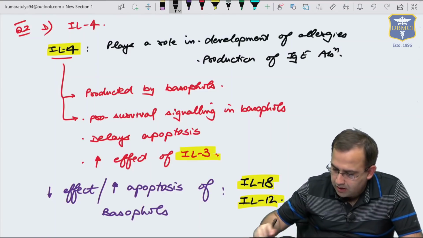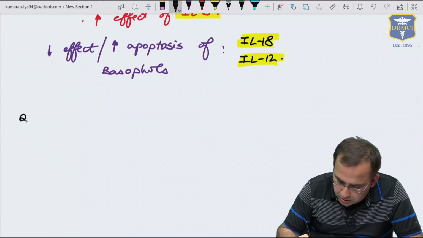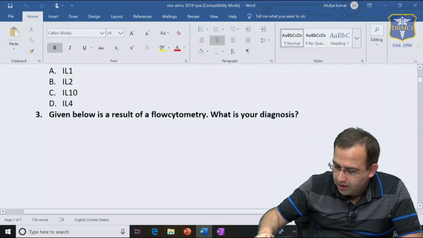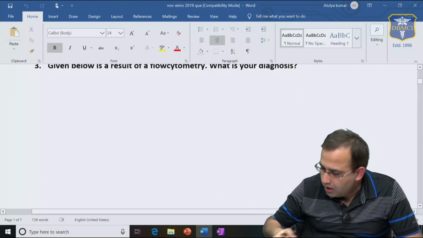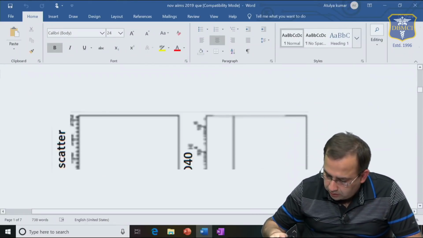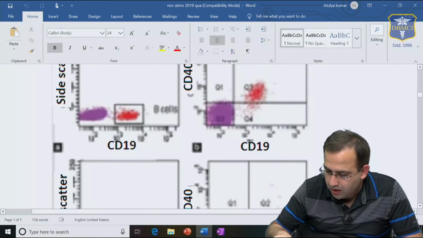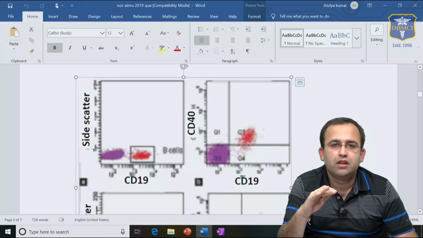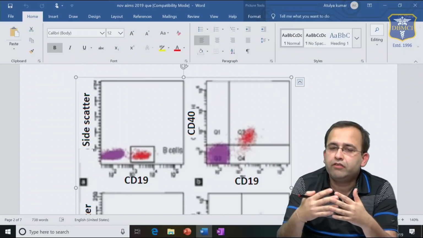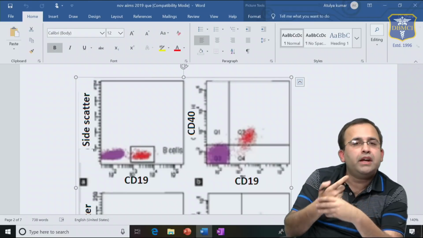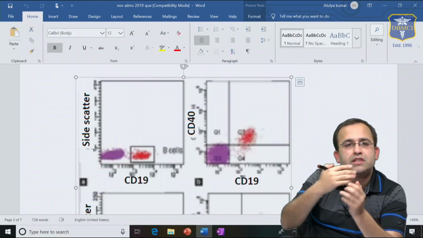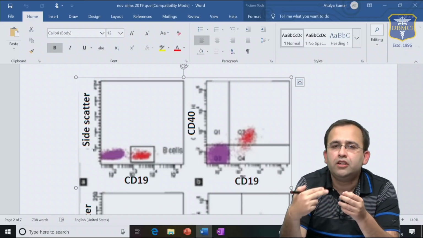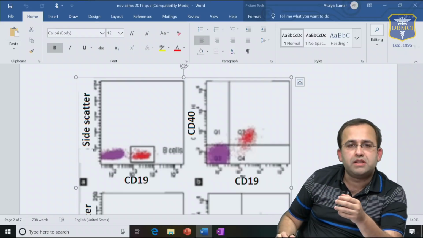Next, this gets us to question number 3. Given as a result of flow cytometry, what is your diagnosis? Firstly, throughout the year we have discussed flow cytometry numerous times. I was after your life that it is an important topic. We made the graphs of CD34 side scatter, CD45 side scatter, forward scatter, side scatter repeatedly throughout all the grand tests. We had a look at the principle.